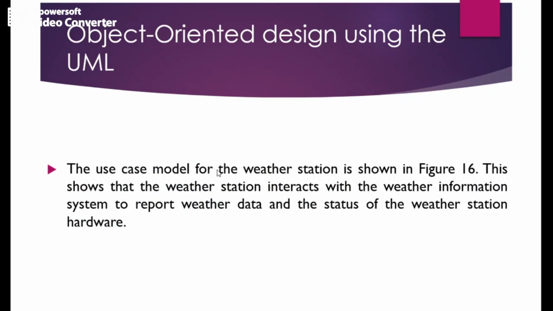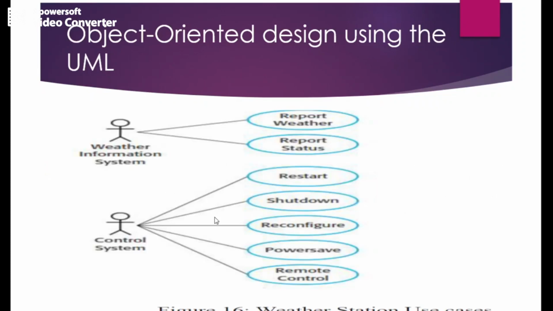So the use case model for the weather station is shown in another figure. This is the weather station use case. Already you have learnt about the use case diagram. So we have two actors here. One is the weather information system and another one is the control system.